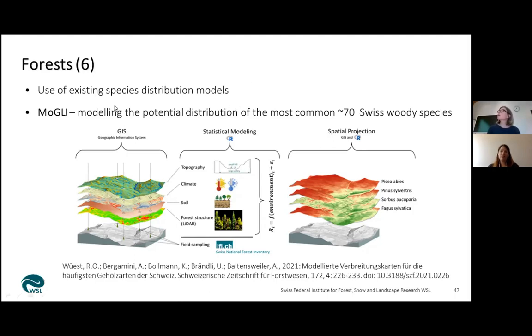So we use the results from Rafi's project, the Mowgli project, which models the potential distribution of approximately 70 Swiss woody species. Rafi also used an ensemble modelling approach, bringing in topography, climate, soil data, and data from LiDAR, with statistical modelling, ending up with maps of the potential distribution of these approximately 70 woody species.